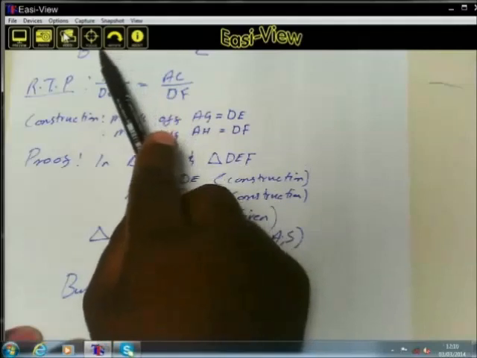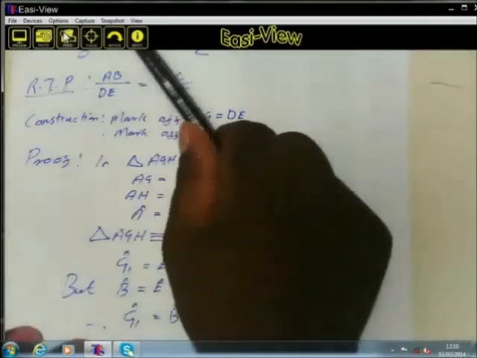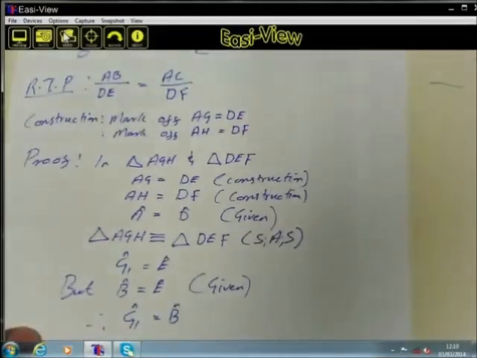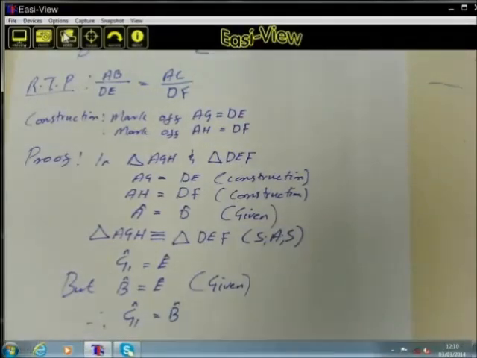G1, B. Those are the corresponding angles. And for them to be equal, it means that GH must be parallel to BC, because corresponding angles will be equal if and only if they lie on parallel lines. We can have corresponding angles, but it does not mean that they are equal unless they lie on parallel lines. So in this case, we've got the corresponding angles that are equal.